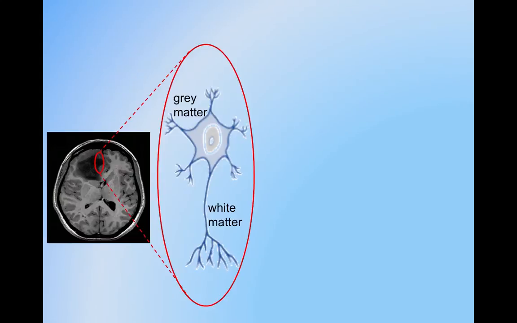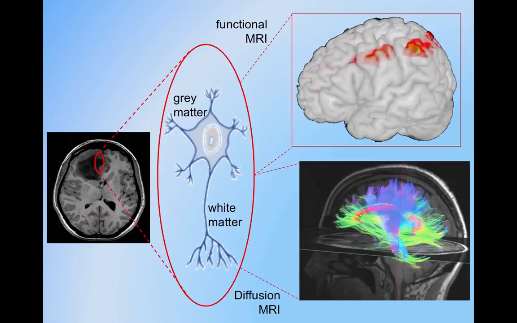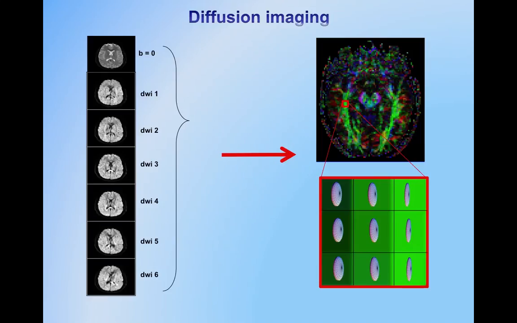So we've got ways through imaging. One is functional MRI for grey matter, and diffusion MRI or tractography allows us to map out these white matter pathways. So I'll start off with diffusion MRI, diffusion imaging. What we do here is we take a series of images and we apply extra gradients along different directions. And what these gradients do is they sensitize the image to the motion of water.